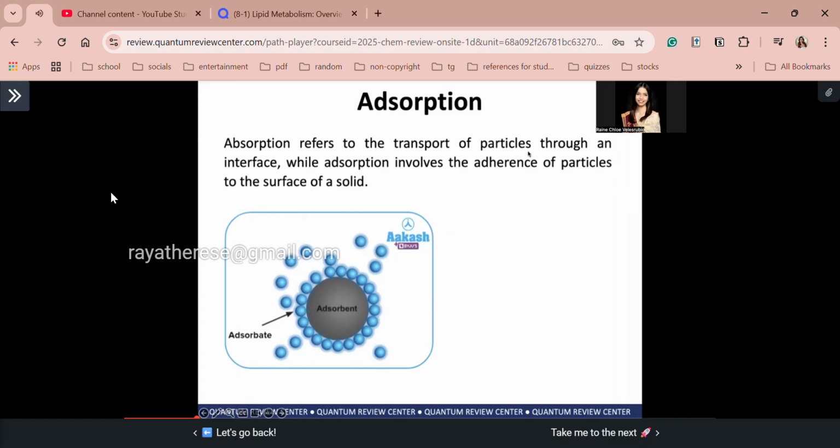So, we know, guys, the definition of absorption, right? As in yung may B. Absorption refers to the transport of particles through an interface. So, nasa bulk siya. Di ba? While adsorption naman, nag-a-adhere ang particles sa surface ng solid. Again, iba yun sa absorption.